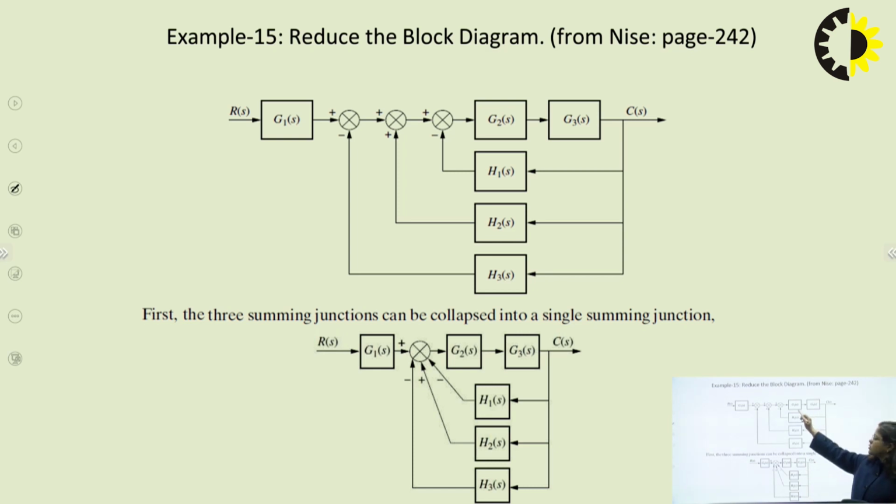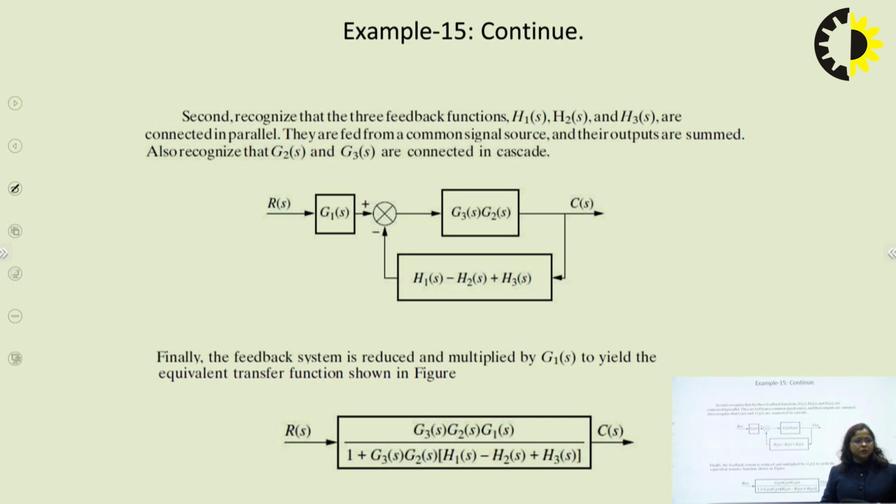For example, if we talk about this example, G2 and G3 are in cascade, then we can say that all these values can be added with their signs. That is, if we talk about minus, so H1 minus H2 plus H3 will be in feedback, and G2, G3 is in cascade. And we can easily solve it. Then after the last section, we will multiply with G1. So we can easily solve this question.